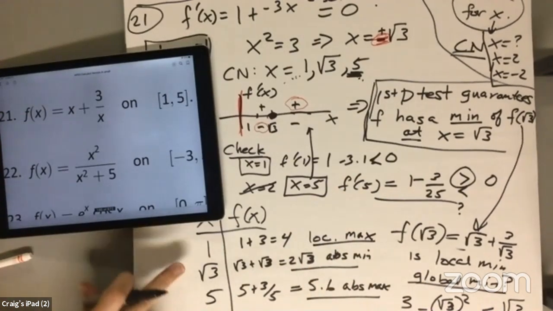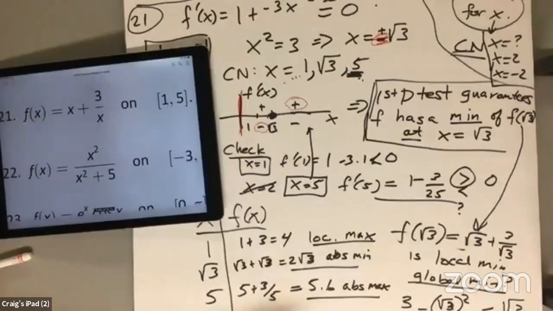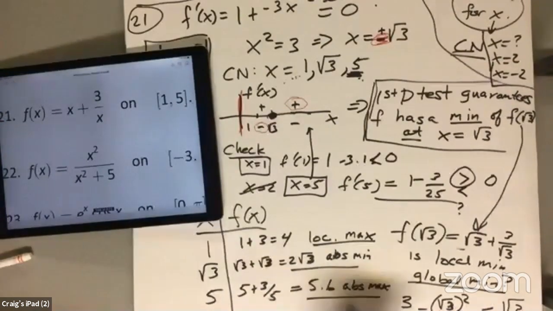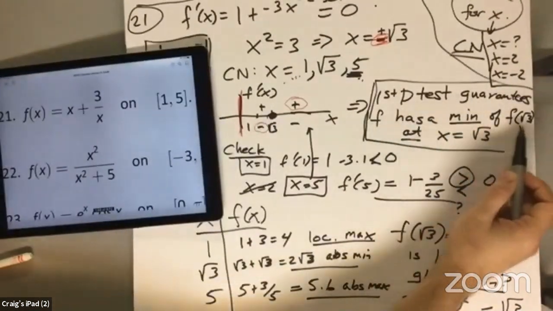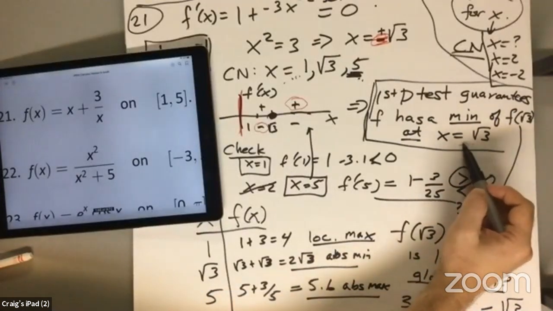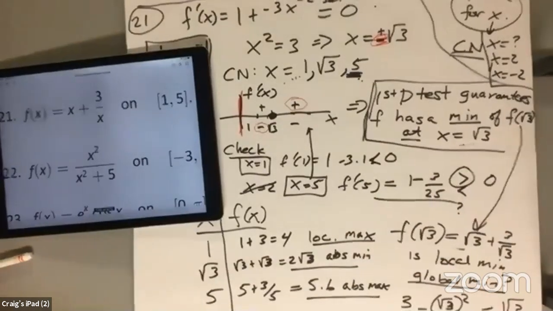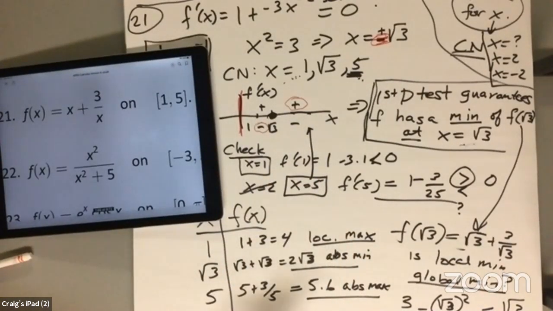At x equals 1. Then we got to x equals root 3, and their answer here was 1 point something. It gave me this local min that we found. First derivative test guaranteed that f has a minimum at root 3 of f of root 3. So at x equals root 3, we had derivative was 0. To the left, the derivative was negative, and to the right, the derivative is positive, so it's going to be going up.